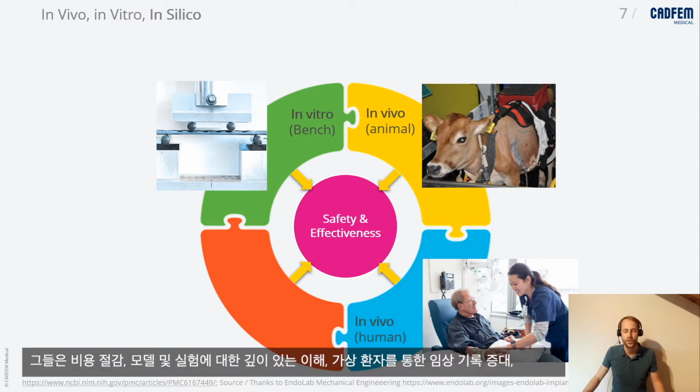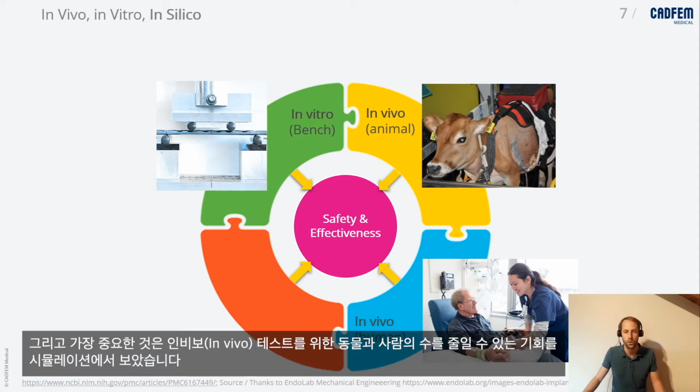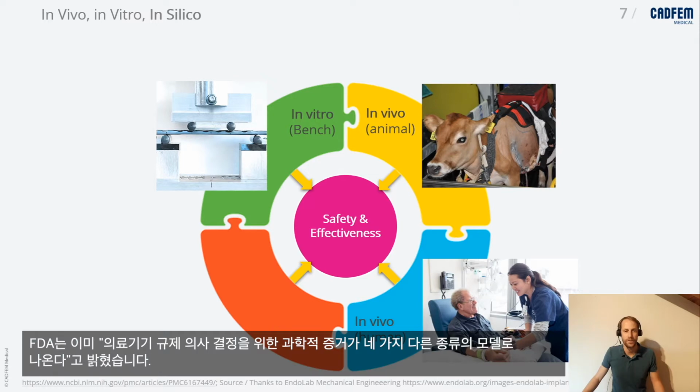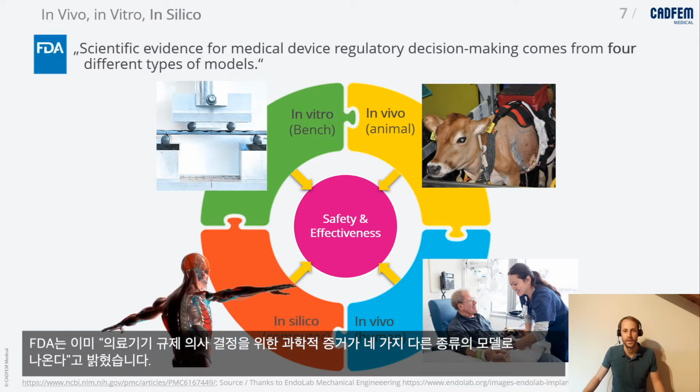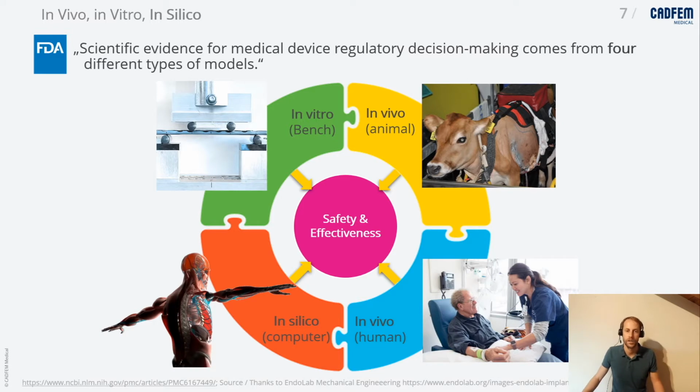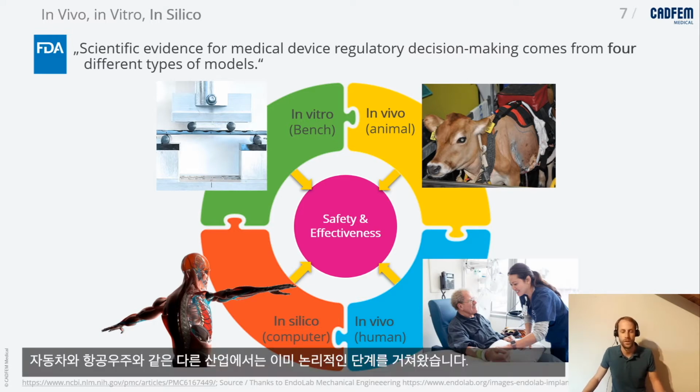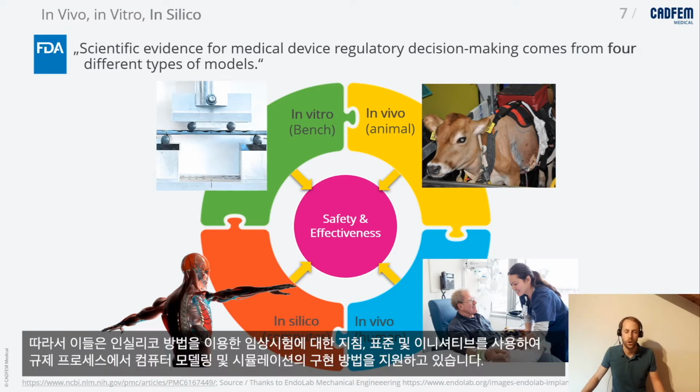They saw the opportunities to save costs, get a deeper understanding of models and experiments, augment clinical trials with synthetic patients, and the most important, reduce the number of animals and humans in vivo experiments. The FDA already states today, as you can see here, that scientific evidence for medical device regulation decision-making comes from 4 different types and not only 3 of models, which is a logical step that other industries like automotive and aerospace already took. So they are supporting the implementation of computational modeling and simulation in the regulatory process with guidelines, standards, and initiatives for in silico clinical trials.